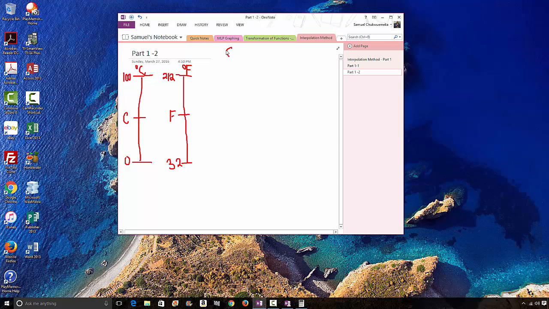So we have C minus 0 over 100 minus 0. That is the way we do it. Interpolation: we do this minus this over this minus this, equal to F minus 32 all over 212 minus 32.